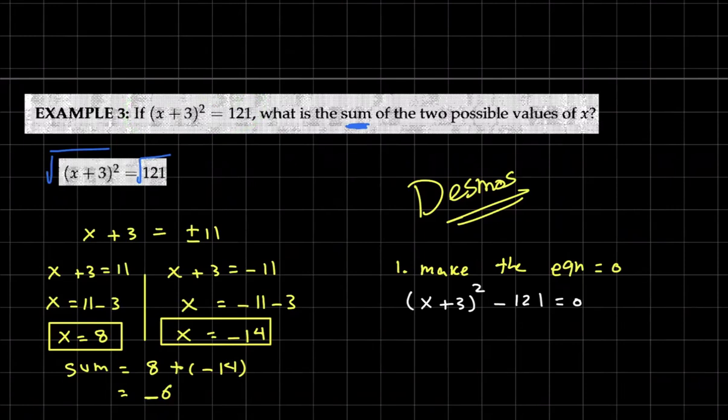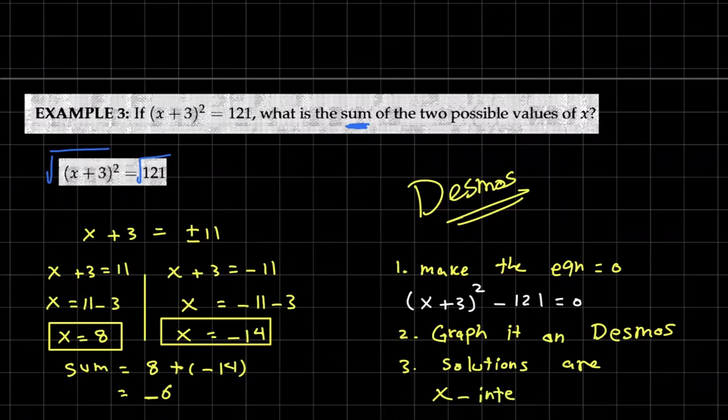Again, what is the second step? The second step is graph it on Desmos. On Desmos, what are the solutions? Solutions are x-intercepts, which are the points of intersection with the x-axis.